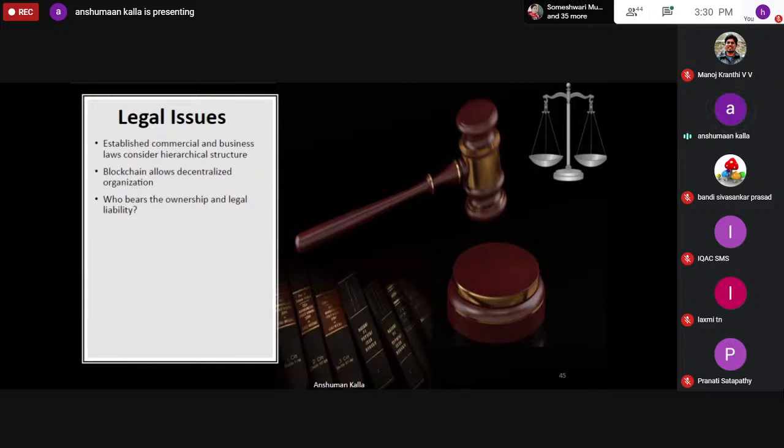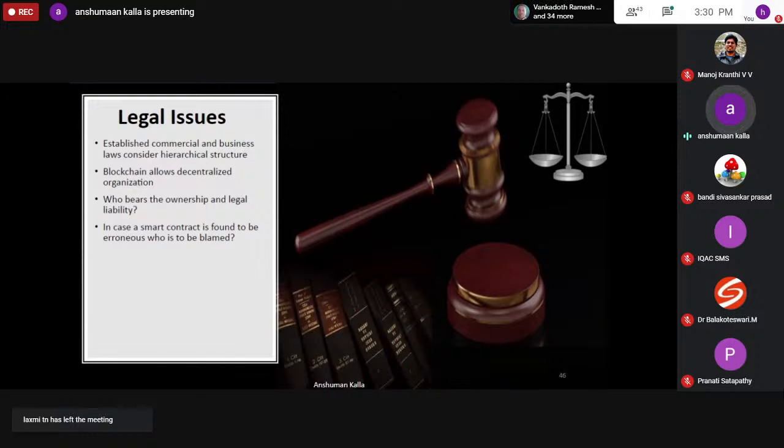So questions like, who bears the ownership and the legal liability if anything goes wrong, and to whom should I approach if I lose something in terms of money or any digital asset of value? What do I do about it, right? Are there any legal frameworks for that? Also, if a smart contract is found to be erroneous, then who is to be blamed? The one who wrote the smart contract, or the one who verified it, or the kind of communication gap that happened between the two parties? This kind of dispute has to be settled, and this is something where we need to do research and come up with frameworks.